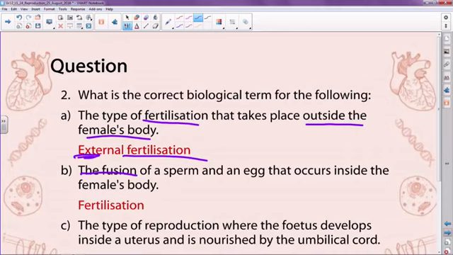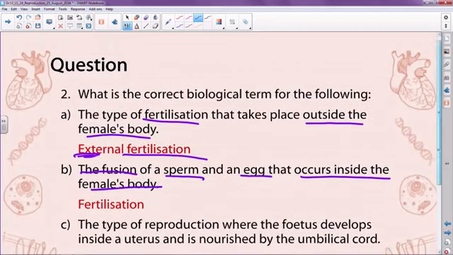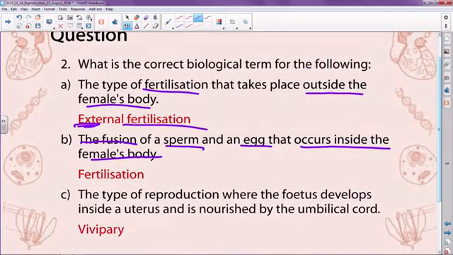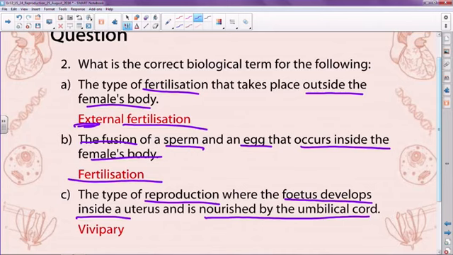The fusion of sperm and egg that occurs inside the female's body. That's simple. That is internal, but it's just called fertilization. And then the last one: the type of reproduction where a fetus develops inside the uterus and is nourished by an umbilical cord. Come on, I've already given it to you. It's viviparity. Okay, you guys all got those right. I'm sure you did. That was very easy.